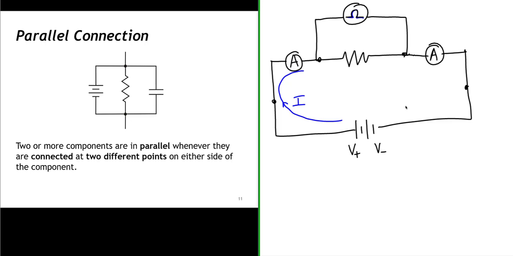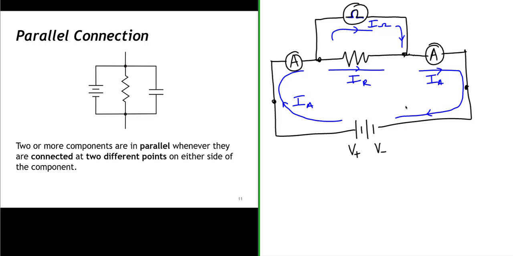And then that current branches between going through the resistor and going through the ohm meter. That current recombines at the branch node on the right and returns to being the current through the ammeter on the right, which has to be equal to the current through the ammeter on the left. And notice that ammeter has a single point of attachment with the battery. So the ammeter on the right is in series with the battery. The ammeter on the left is in series with the battery.